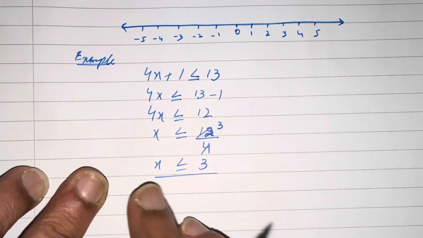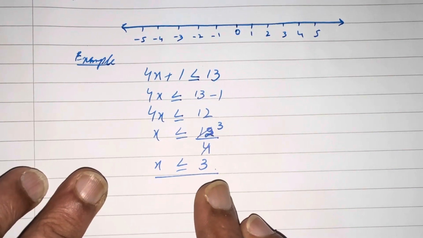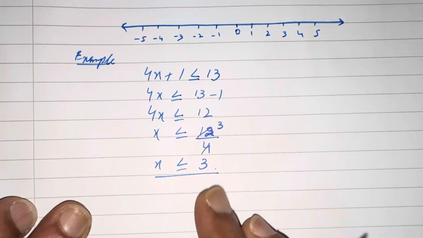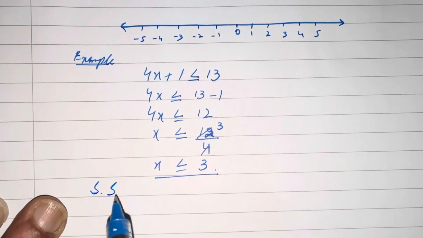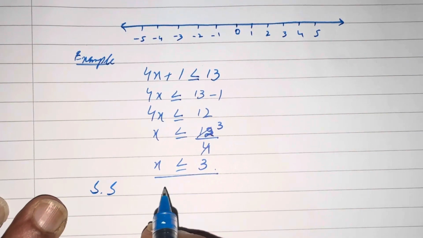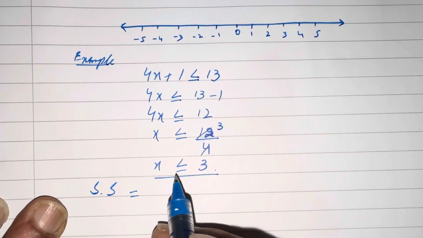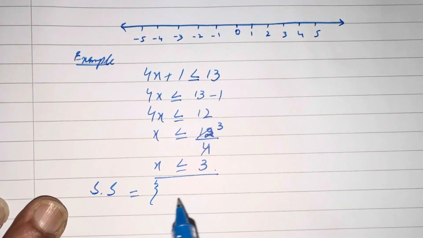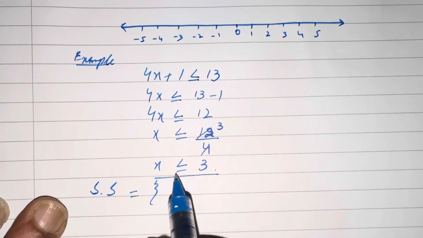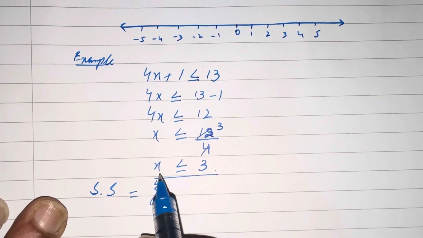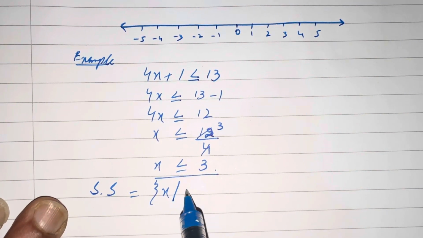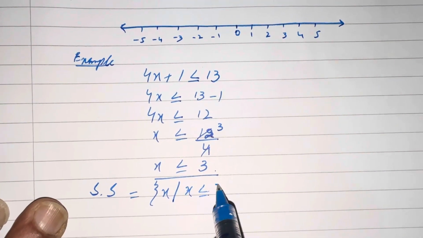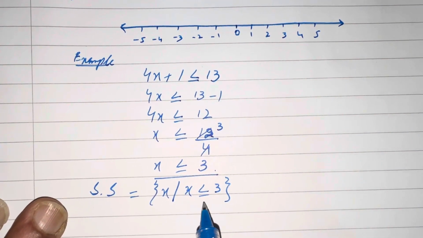So how can we represent this x less than or equal to 3 on the number line? We can say that the solution set is equal to, you know, sets are always written in curly brackets. So that's the way we write the solution set: x, where x is less than or equal to 3. That solution set can be written in this form.